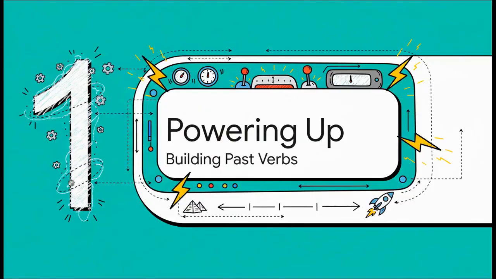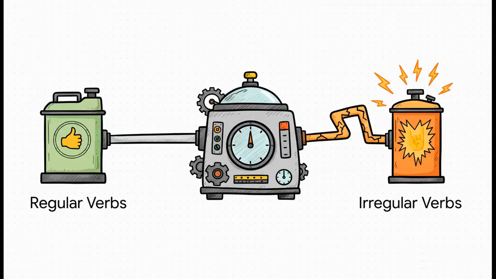Now let's talk about how to actually power this thing up. And really, it all comes down to one thing: changing our verbs into their past tense forms. So think of it like this. Our time machine runs on two kinds of fuel. First, you've got your regular verbs. These are the easy ones. They're predictable, they follow the rules. But then, you've got the irregular verbs. These guys are the rebels. They do their own thing and have their own special forms.